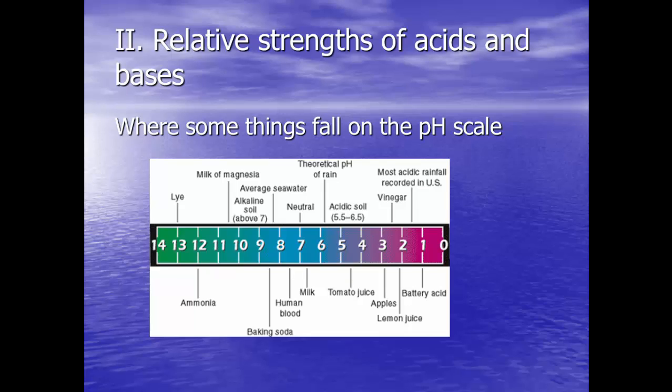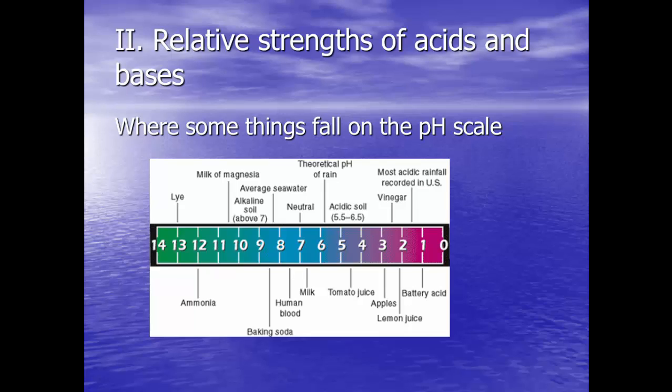Alkaline or basic soil is going to be above 7. Baking soda is about 8.5. Seawater is about 8.3. Human blood is slightly basic. It's about 7.5. Neutral would be at 7. Milk is about 7.3 or so. And the theoretical pH of rain is supposed to be about 5.8.